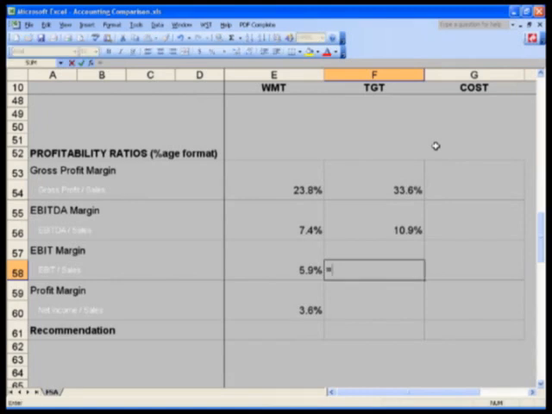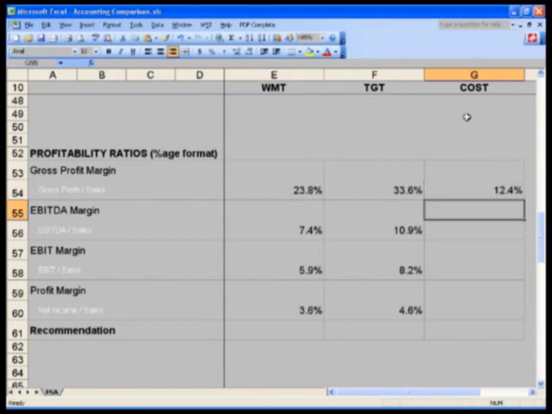Target's EBITDA margin is simply going to be, what was your EBITDA? 5,732 divided by sales of, again, 52,620, the total revenue, 10.9%, significantly higher by a wide margin, 3.5% higher than Walmart. Target's EBIT, operating income, was 4,323 divided by 52,620. Finally, net income, 2,406 divided by 52,620, 4.6%. Let's now take a look at Costco.